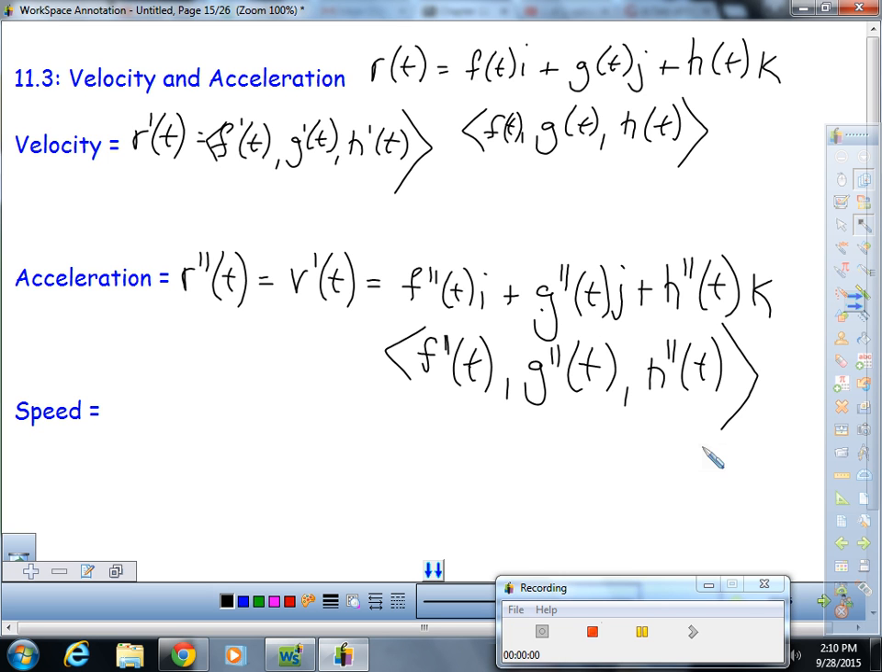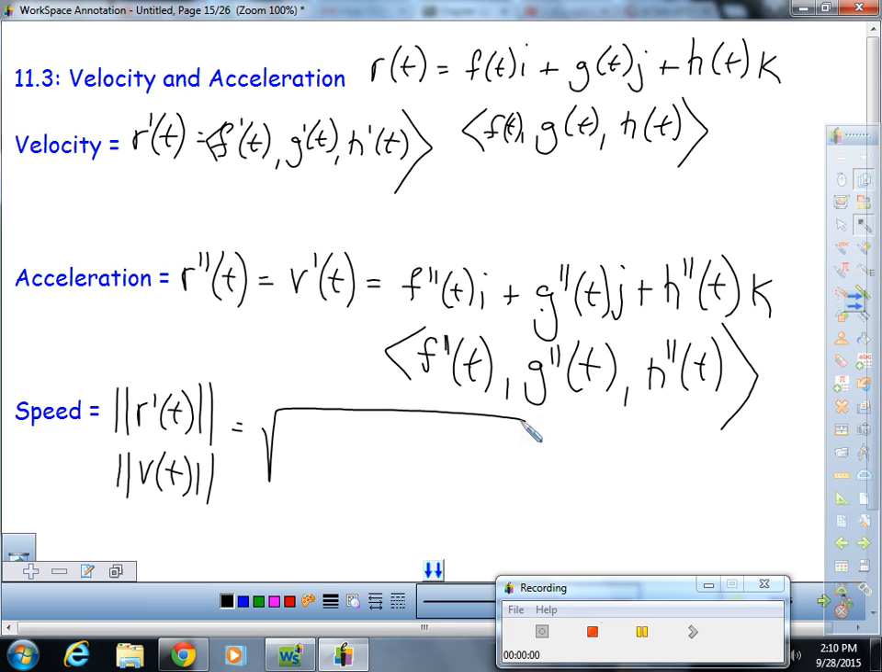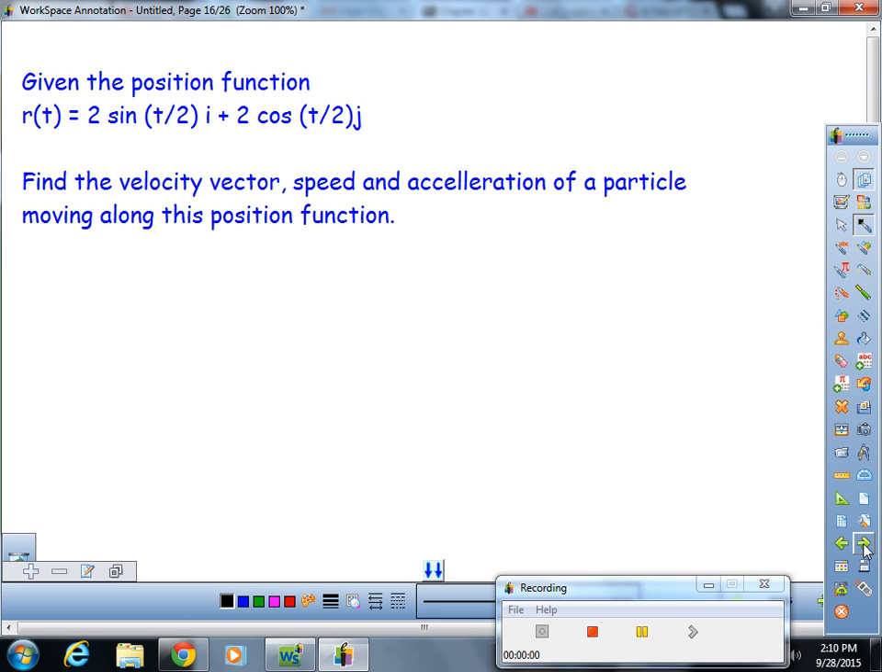So the speed is the magnitude of the velocity. Speed is not a vector valued function. It's the magnitude of the velocity, which is the magnitude of the derivative of the position function. And so this is the square root of f prime of t squared plus g prime of t squared plus h prime of t squared. Okay? So you're going to see that notation a bunch. All right, let's get started.